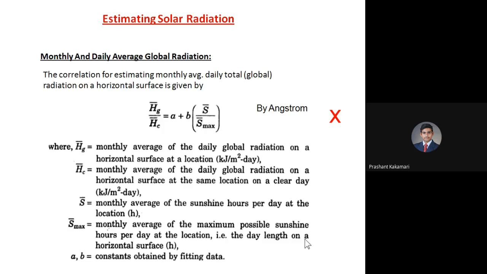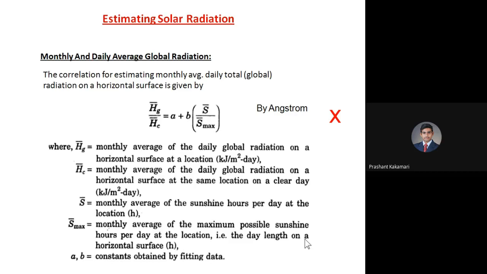So we are measuring daily throughout the month, and at the end of the month we are taking the average. They call this the monthly average of the daily global radiations on that surface. One of the researchers, Angstrom, gave this equation. We are not using it for the problems, but we need to understand what he explained and what corrections have later been made in this equation.